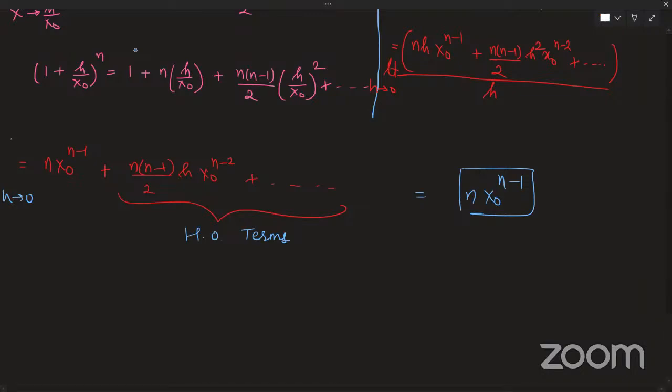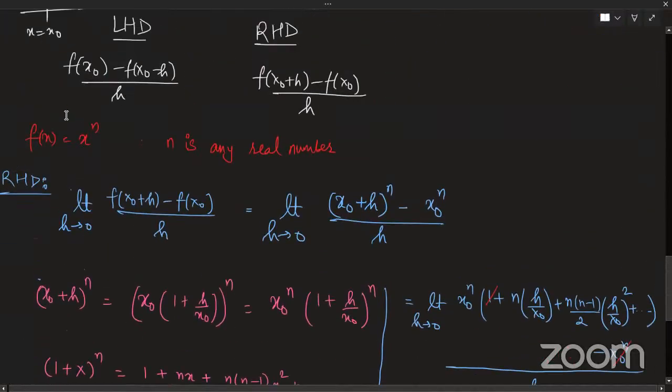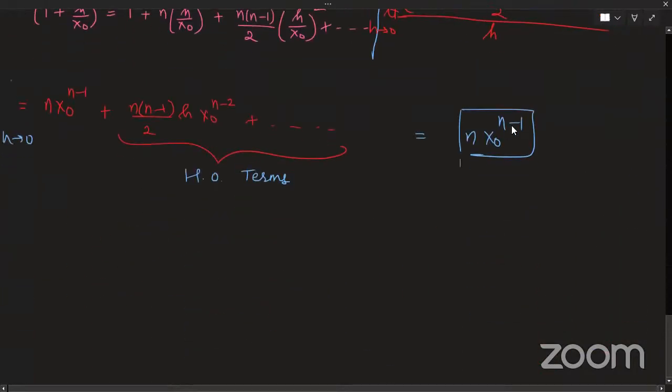Everyone got it? So this is my derivative. This is my right hand derivative of f of x equal to x raised to n, where n is any real number. So now we have successfully proven it. Till now we were using this thing, but now we have proved that this is how it exists. This is how the derivative we have got of n into x naught raised to n minus 1. Okay, everyone?